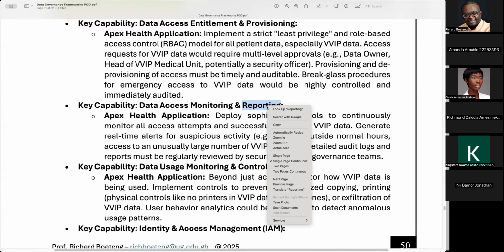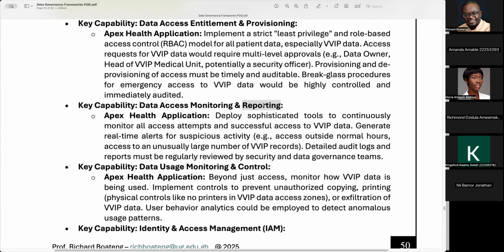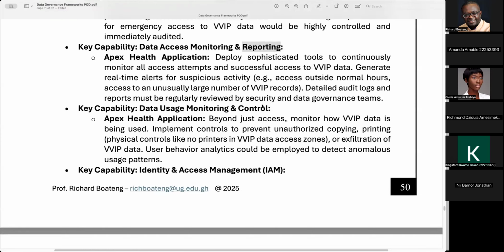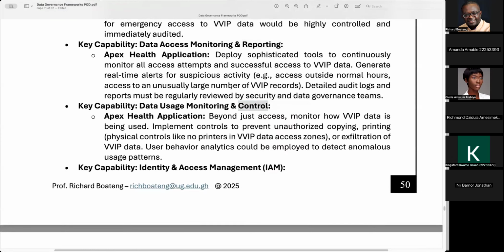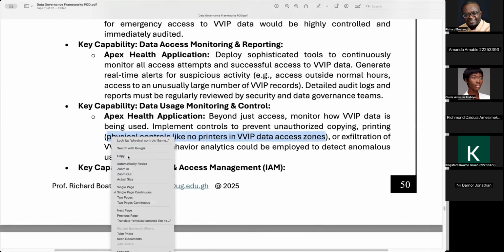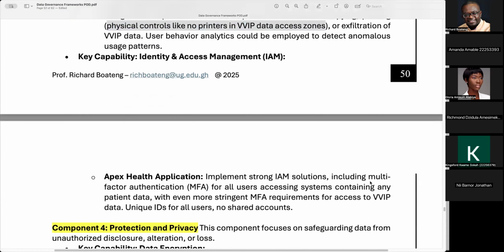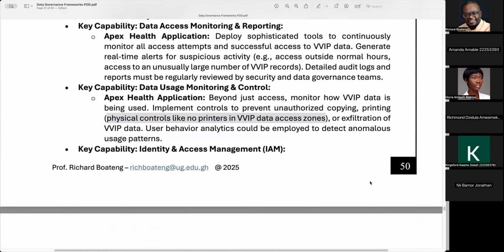Data access monitoring and reporting requires sophisticated tools providing continuous monitoring of all access events, successful or failed attempts related to VVIP data, generating real-time alerts for any suspicious activity, e.g., access from unusual locations at unusual times, excessive data access volume. Detailed, tamper-proof audit logs must be generated, centrally collected, and regularly reviewed, potentially using automated analytics. And CDMC goes beyond just access, looking at usage too. Yes, the data usage monitoring and control capability aims to monitor how authorized users are actually interacting with VVIP data once they've accessed it.